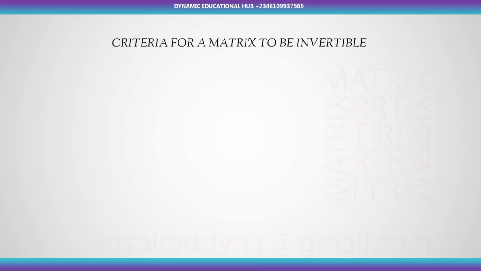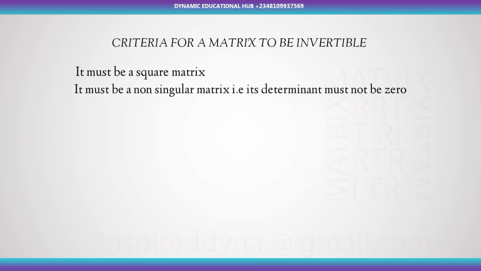And let's look at the criteria for a matrix to be invertible. That is, the criteria for a matrix to have an inverse. The first criteria is it must be a square matrix. And the second criteria is it must be a non-singular matrix, which means that its determinant must not be 0. So for a matrix to be invertible, the first condition is it must be a square matrix, and the other condition is it must have a determinant that is not equal to 0.